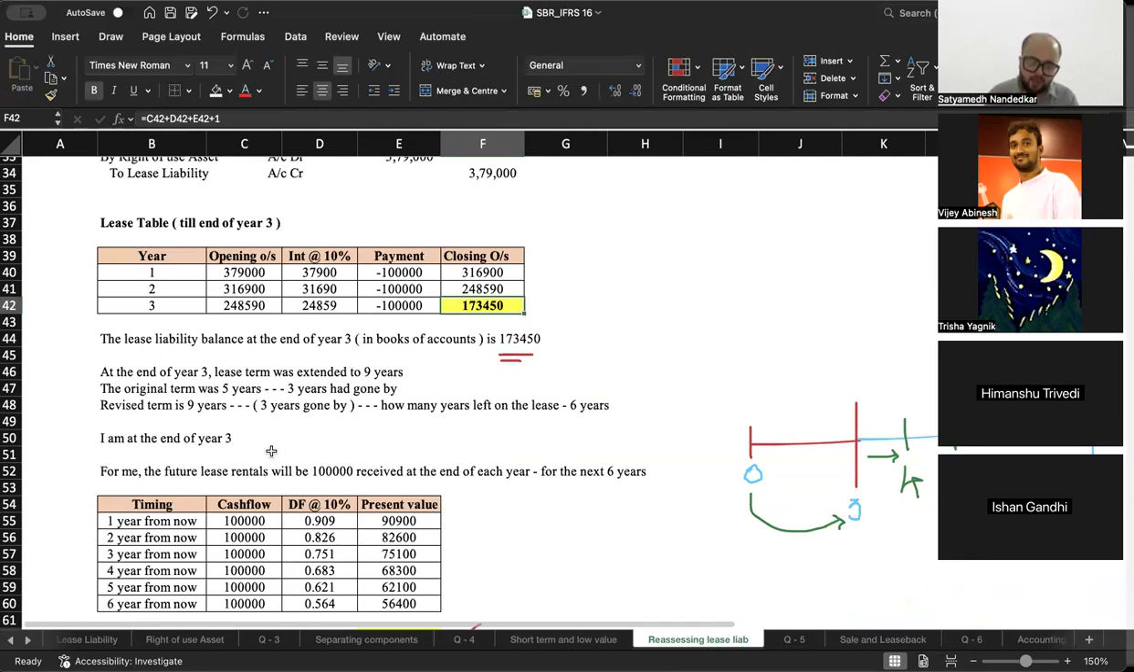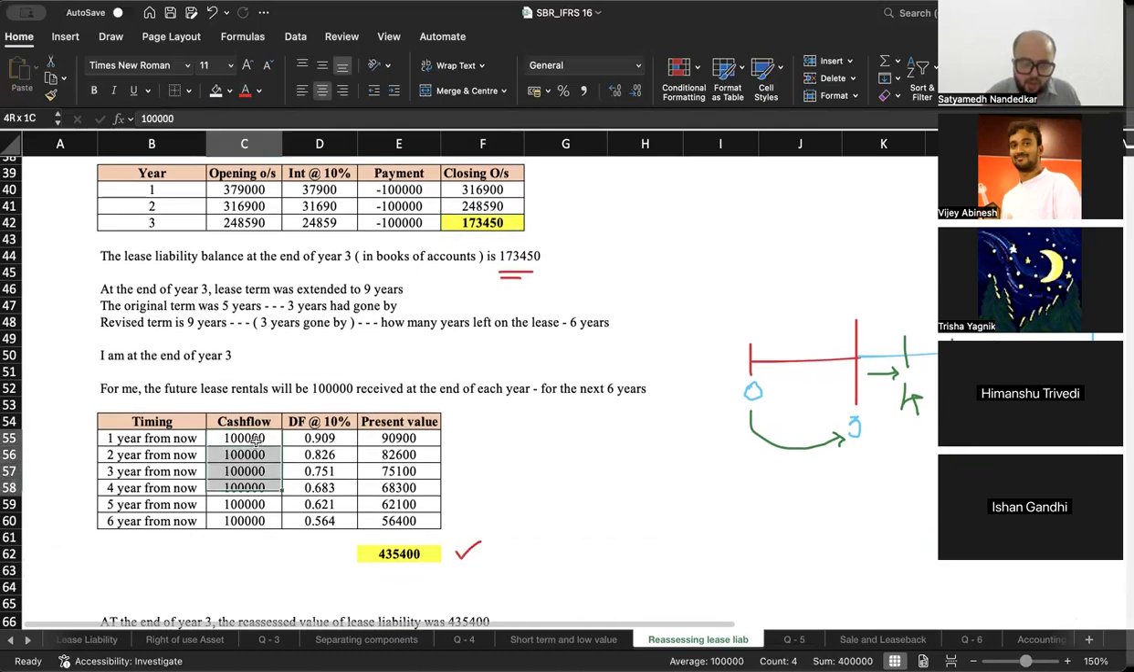And now you have been told that listen, अब this lease is not for 3 years, this lease is for a total period of 9 years. Total period of 9 years मतलब 9, जिसमें से 3 years have already gone by, that means 6 years. अब next payment कब होगा? I am standing at the end of year three. Next payment will happen 1 year from now, then 2 years from today, then 3 years from today. So write down all the cash flows. The rate of interest has not changed, that has remained the same. Write down the discounting factor and you will get the present value, which is 435,400.